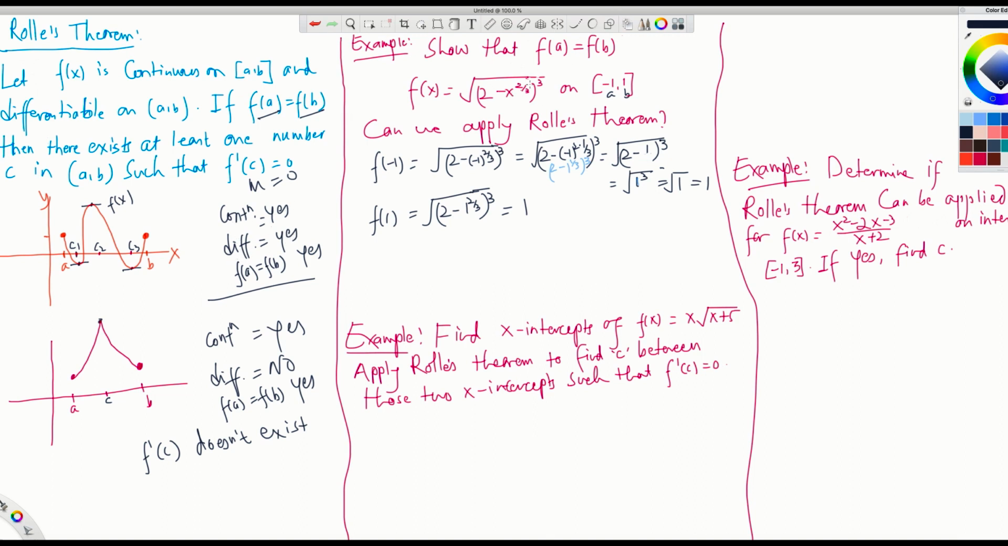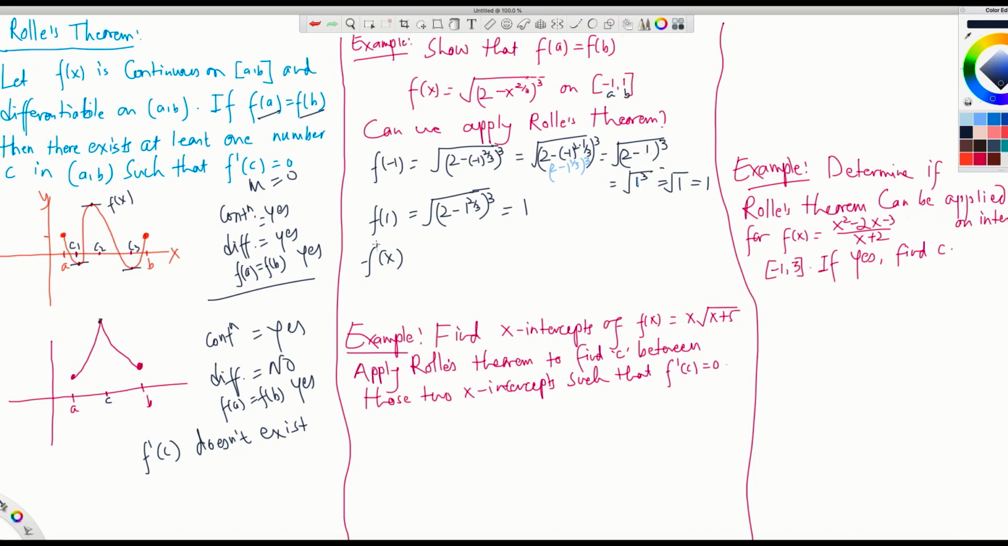Continuity is obvious because this function is defined everywhere. For between -1 and 1, it is defined everywhere. There is no x in the denominator, and for any value between -1 and 1, you can write x squared and then 1/3, so that will make it positive. So it is continuous. Now, is it differentiable at all points between -1 and 1? Let's find f prime of x. Let's write f(x) first.